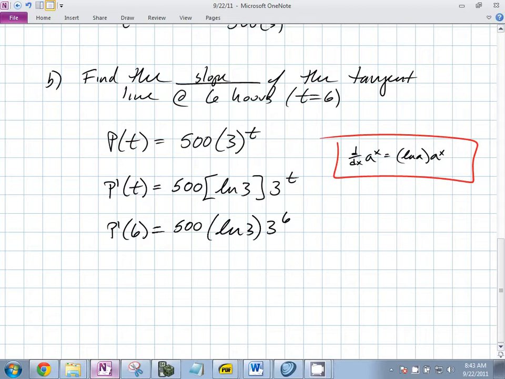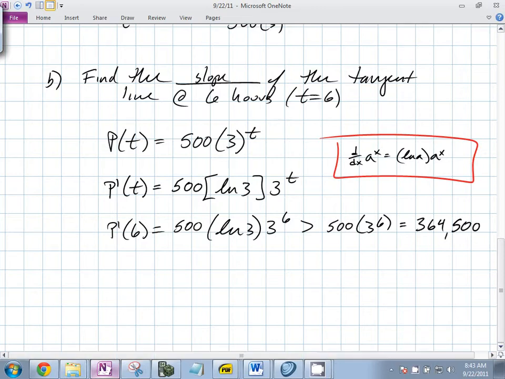So this thing is greater than 500 times 3 to the 6th. 3 to the 6th is 27 squared. What is 27 squared? 729. And 729 times 500 is 364,500. So is this thing pretty big? Yeah, it is pretty big.